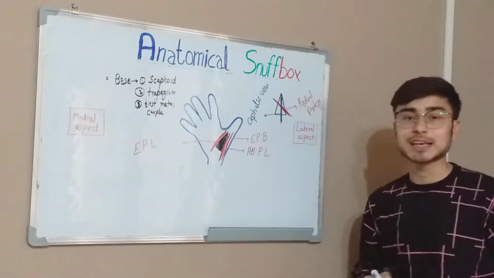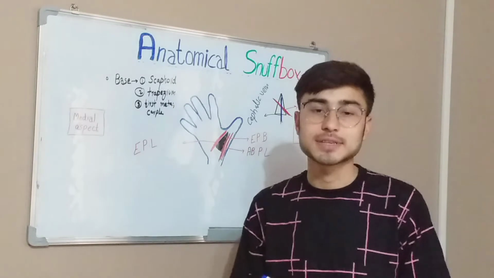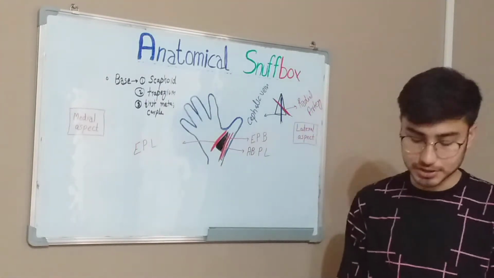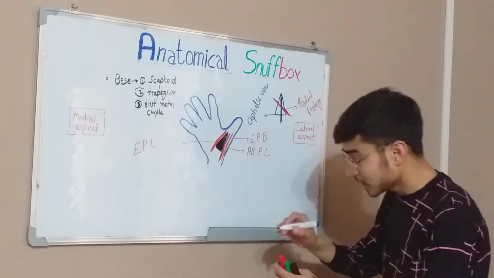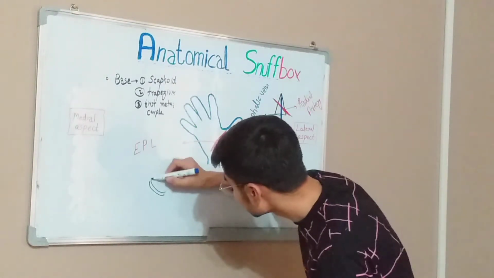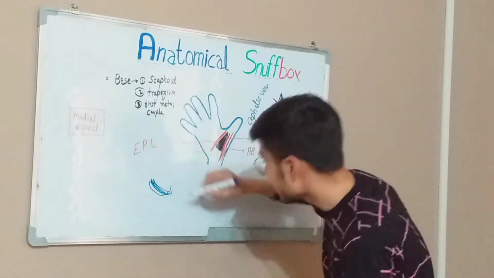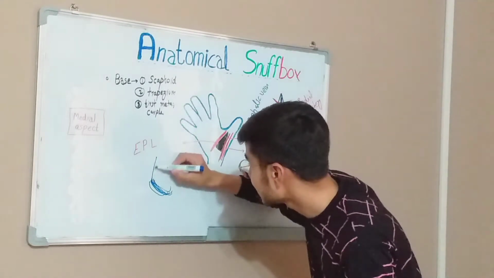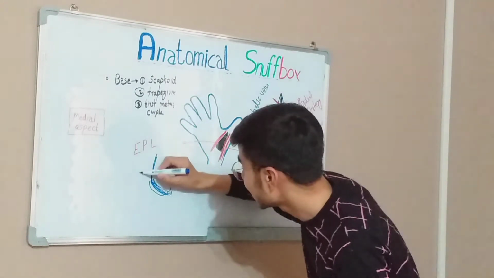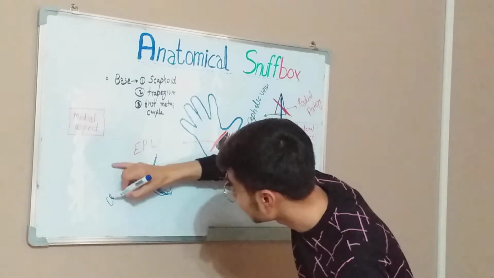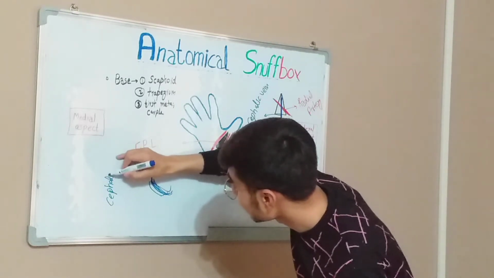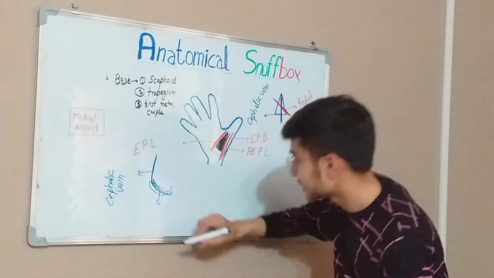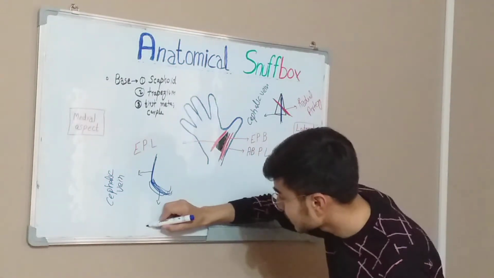And the cephalic vein basically originates from the dorsal venous network of the hand. Let me draw the dorsal venous network. So let's suppose that this is the dorsal venous network, and from the lateral aspect of the dorsal venous network, the cephalic vein originates. This is the cephalic vein, and this is the dorsal venous network.